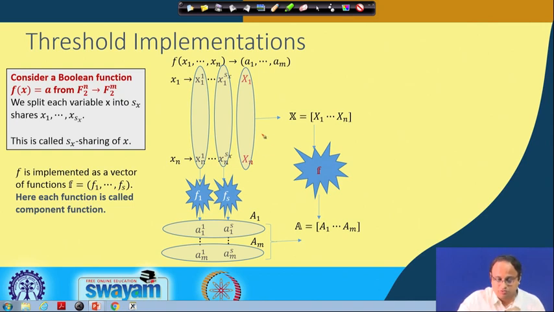And this you can indicate now as a vector, say x1 to xn. So, every element in this vector is therefore having Sx shares. Now what we want is that the function f will also be broken up into say s shares f1 to fs, such that every function, say f1, will operate on these shares and will give me a vector a11. So, for example, f1 will give me a1.